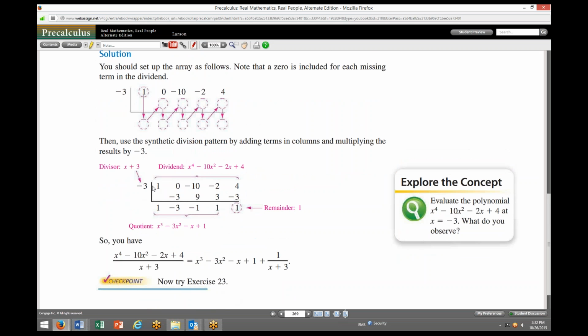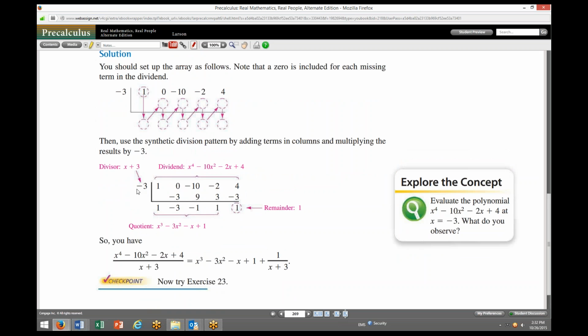First thing we do is bring down the first number, which is a 1. Bring it down, write it underneath the line. Then multiply. Negative 3 times 1 is negative 3. Then add. 0 plus negative 3 is negative 3. Multiply. Negative 3 up here times the negative 3 is positive 9. And we add vertically. Negative 10 plus 9 is negative 1. Multiply. Negative 3 times negative 1 is positive 3. Add vertically. Negative 2 plus 3 is positive 1.